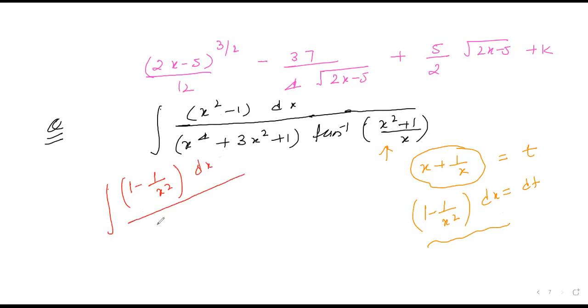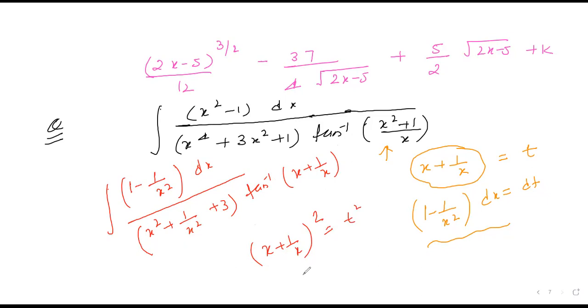upon (x square plus 1 divided by x square plus 3), and here tangent inverse of x plus 1 divided by x. Now you can write your numerator as dt, and you have to convert the denominator also in terms of t. For that, square both sides: x plus 1 by x whole square equals t square. So you can write x square plus 1 divided by x square as t square minus 2, right?